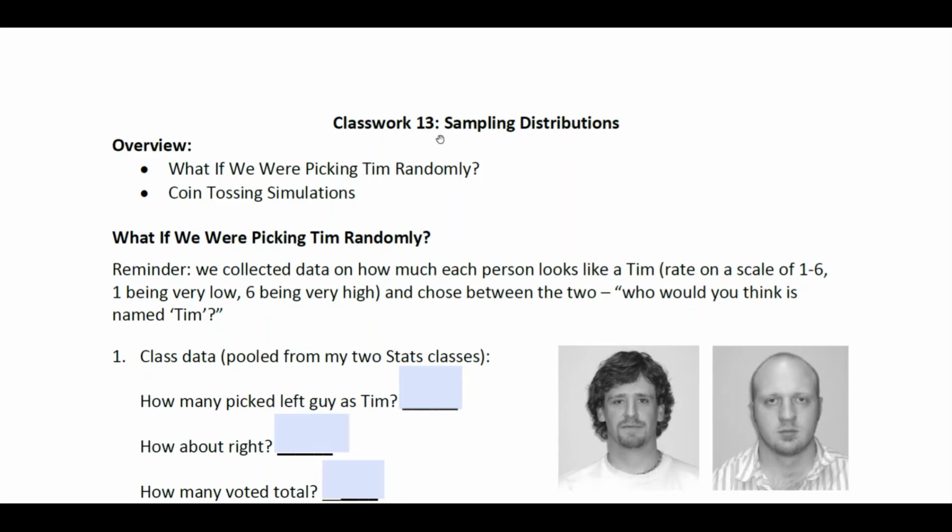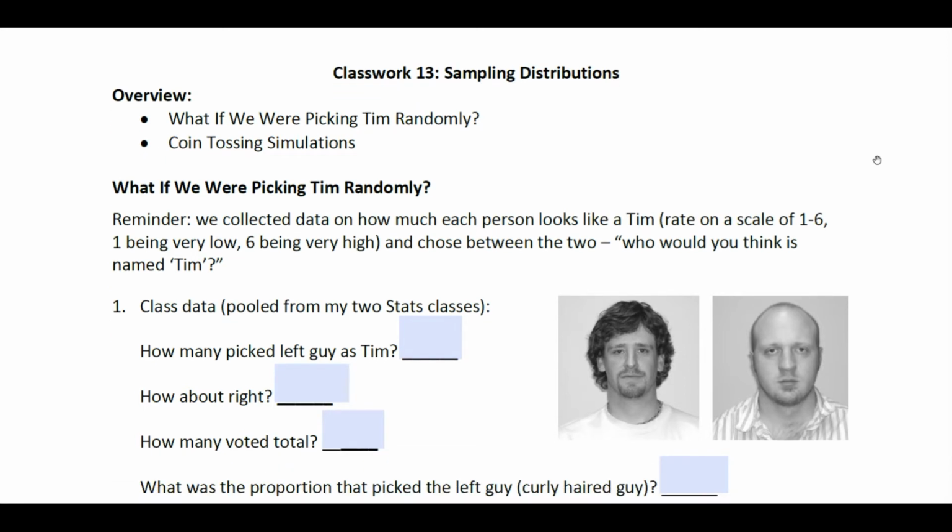Okay, so here we are with classwork 13, where we're going to talk about sampling distributions. To start with, we're going to use an example that I've used in past classes where I show this picture of these two gentlemen and I ask the class to vote. They vote secretly on a piece of paper.